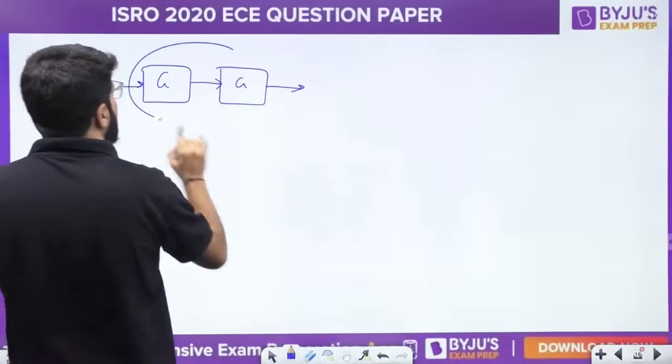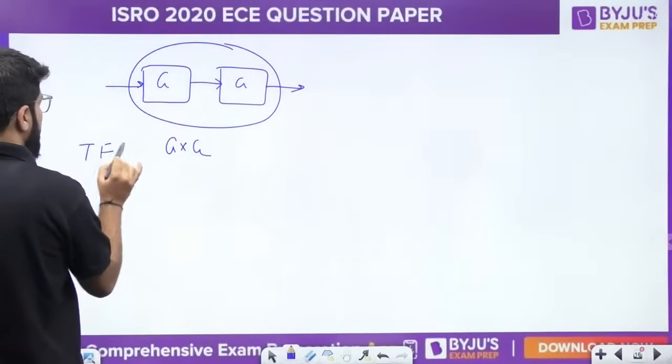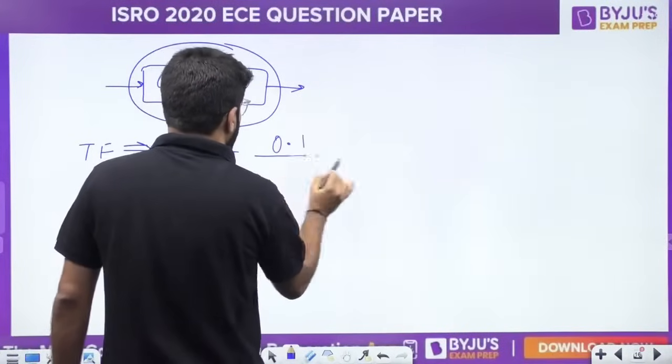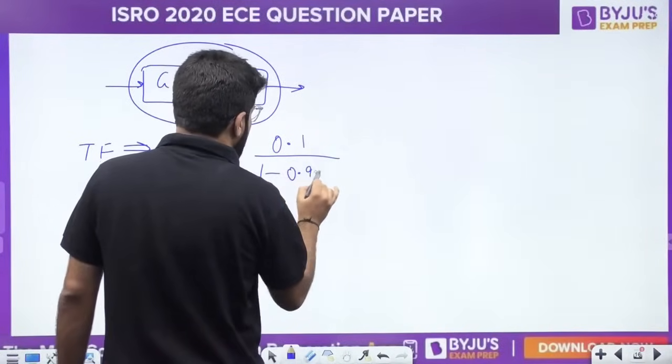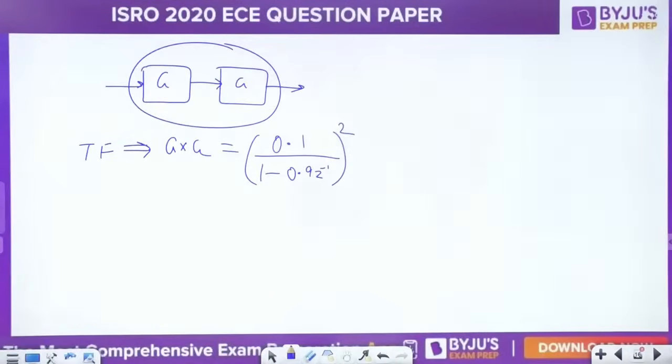So what is the overall transfer function of the cascaded system? It is G into G, so overall transfer function is G squared. That is, 0.1 upon (1 minus 0.9 z inverse), whole squared. That is the final transfer function.